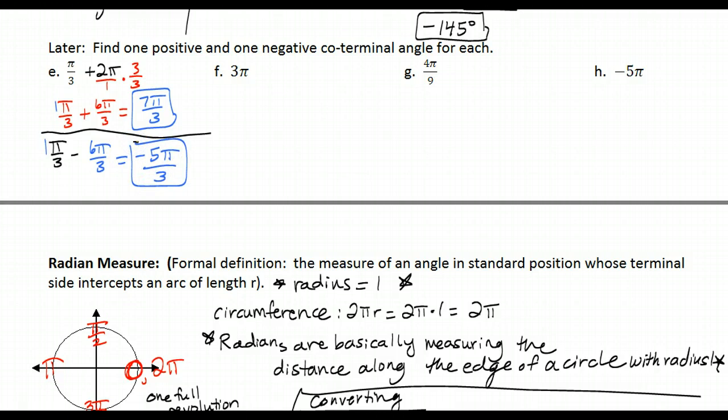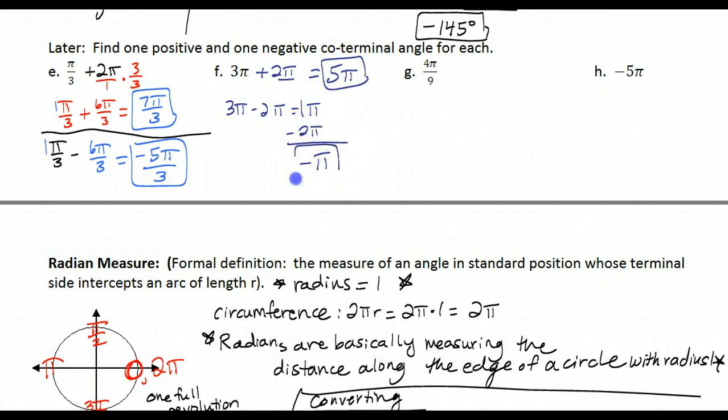Sometimes they make your life easy, like example F. So here, when I try to add 2 pi, it already has a common denominator. They're both over 1 essentially, so I can just add them. 3 plus 2 is 5. Yay, 5 pi. And then if I want to find my negative one, I'll subtract 2 pi. Well, I need a negative one, so I need to subtract 2 pi twice in order to get there. 1 pi subtract 2 pi is negative 1 pi. So there I go for that one.